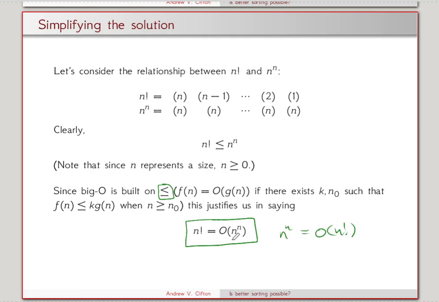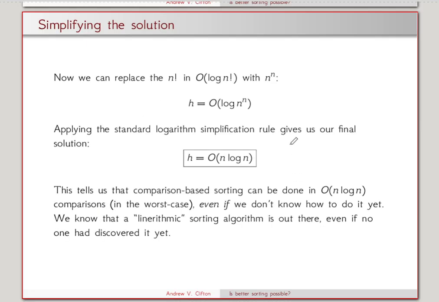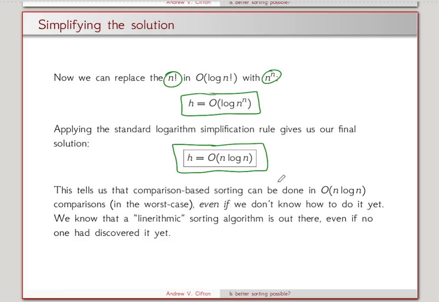So this gives us what we need, because now we can go back to the thing that we originally had here and replace the n factorial with n to the n, giving us this. The height of our tree is big O of log of n to the n, and then if you have a power inside of a logarithm, you pull it out to the outside, and we're given this. So the height of our tree is n times the log of n. Remember that we usually leave the base off of the logarithm when it's inside of a big O, because it doesn't matter in that context.